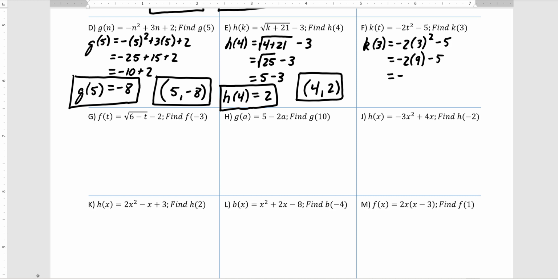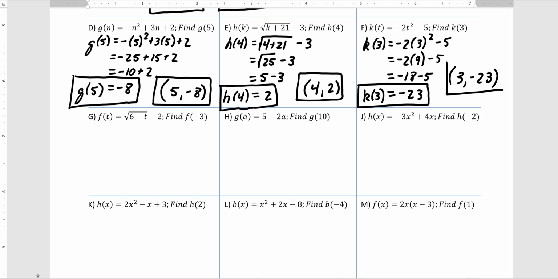Negative 2 times 9 is negative 18. Negative 18 minus 5 is negative 23. So we find that k of 3 equals negative 23. As a coordinate pair, that would be the point (3, negative 23). 3 was my input, right? 3 was the input. Negative 23 was the output.